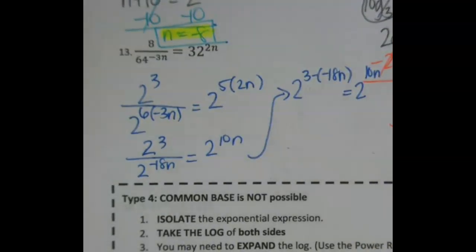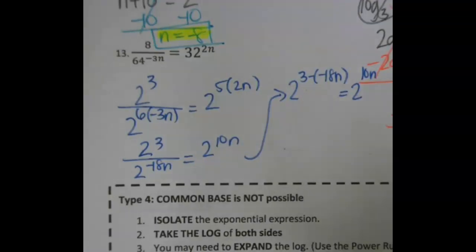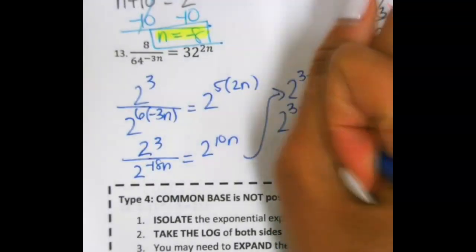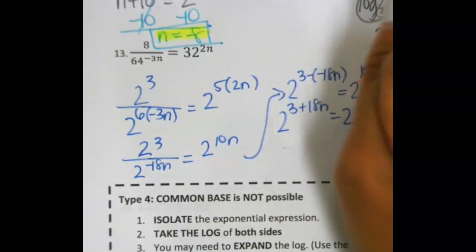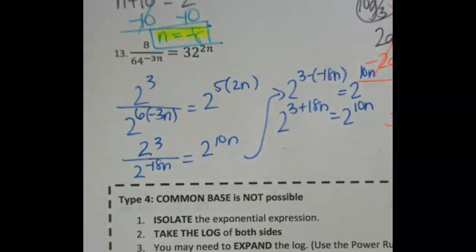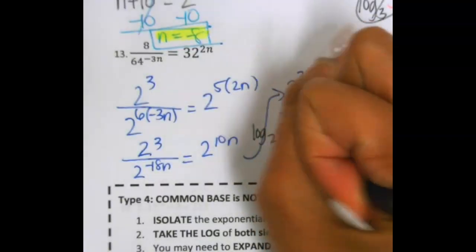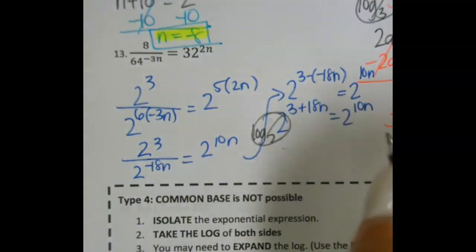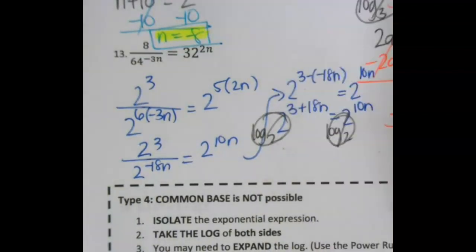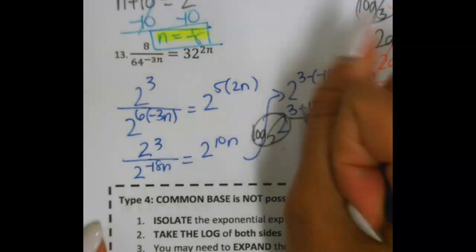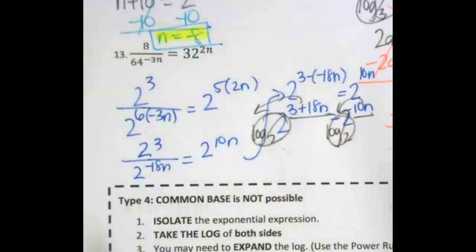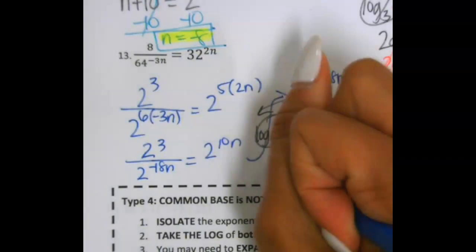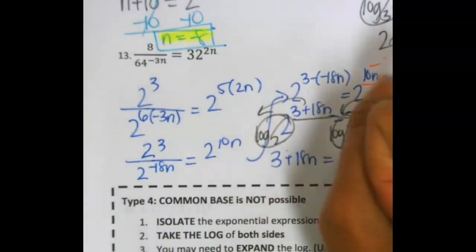This is what I want you to finish solving. From here, it's just basic solving. So we're just going to make this 2 to the 3 plus 18n power and make that equal to 2 to the 10n power. And then from there, we're of course going to need to take our log on each side. This will be log base 2, since my base here is 2 and my base here is 2. Log base 2. And that's going to move each of our exponents to the front by the power rule, or power property. So we can make this 3 plus 18n will equal 10n.